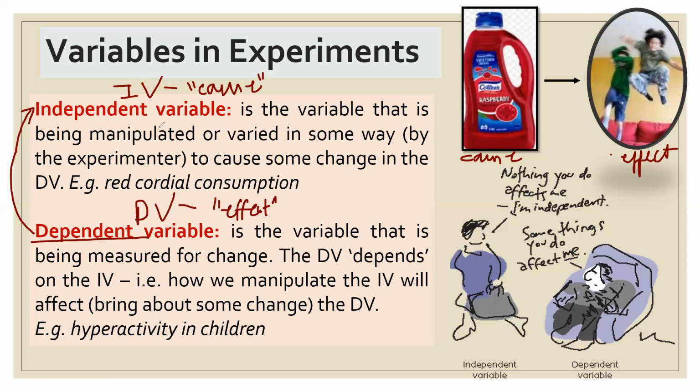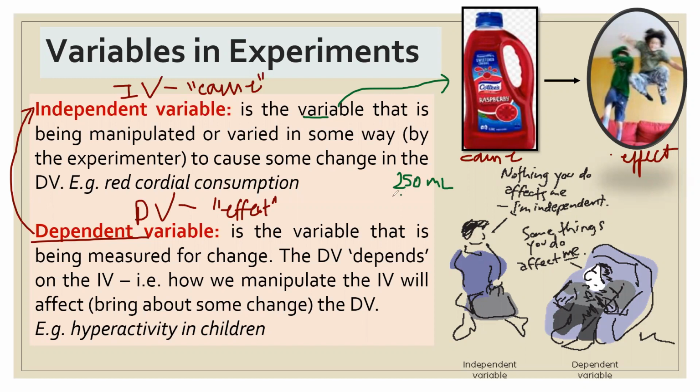Now, what do we mean by manipulation of an IV? What we're talking about here is this idea that if I do a study on the effect of red cordial consumption on hyperactivity levels in children or behavior in children, I can vary or change the amount of red cordial that I give a child. So I can say, okay, in this experiment, I want each child to drink 250 milliliters or 1 glass of red cordial. Or I can vary that.